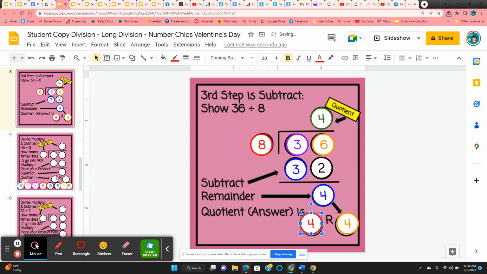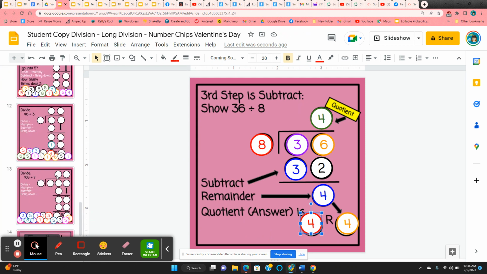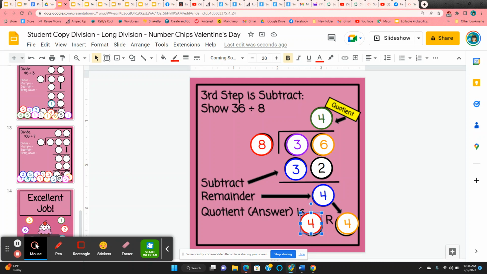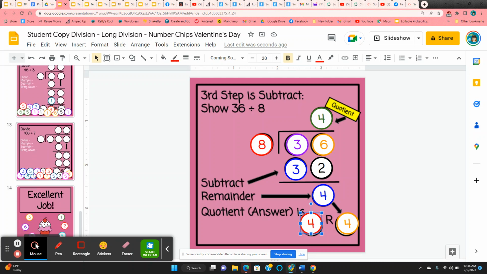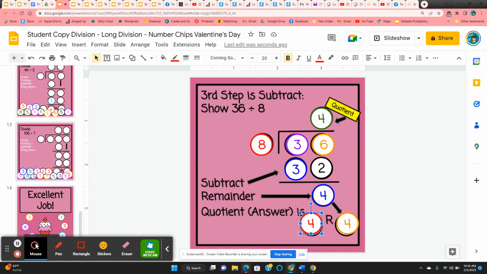Now as they go through the slides, each problem gets a little bit more difficult. So they get a lot of practice doing this long division with the number chips. And the number chips just make it a lot more fun and a little bit easier to get through for the students.